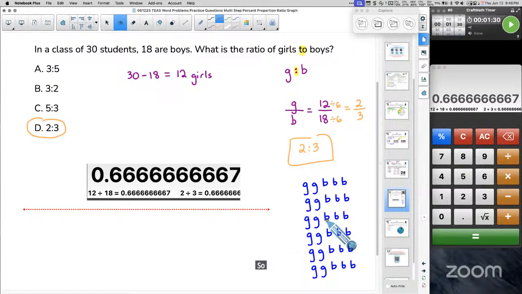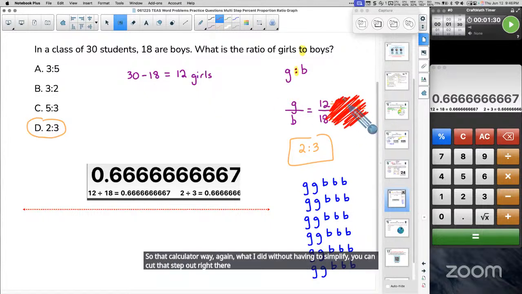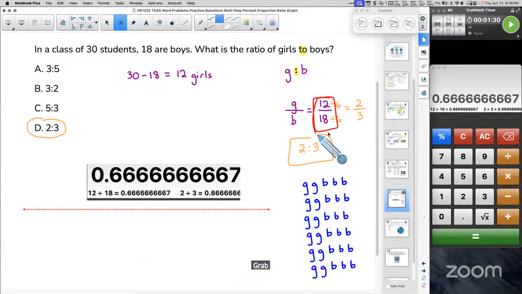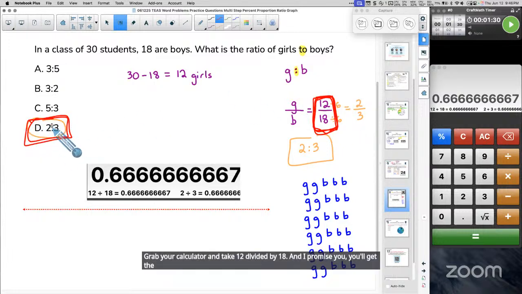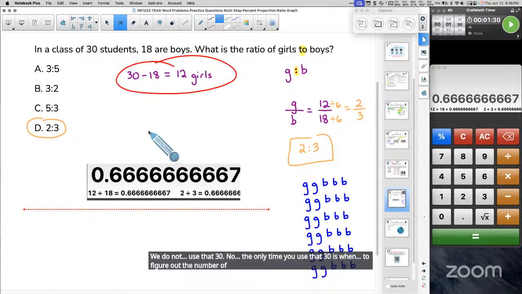So that calculator way again, what I did without having to simplify, you can cut that step out right there. Students asking about that. Grab your calculator and take 12 divided by 18. And I promise you, you'll get the same decimal if you take 2 divided by 3. Now, we do not use that 30. No, the only time you use that 30 is to figure out the number of girls. That's the only time that 30 gets used in that problem.